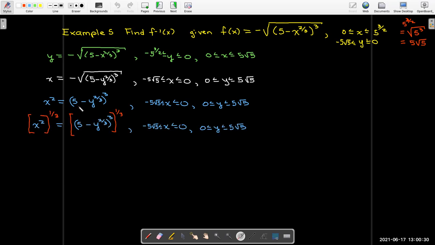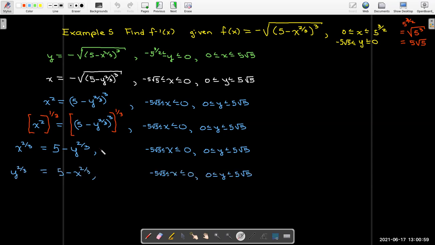So how do I undo the cube? Well, I take the cube root, and the cube root is the same as raising to the power of 1/3. So I raise both sides to the 1/3 power. So now I'll have x squared to the 1/3 power. You can multiply the exponents together to get x to the 2/3 power equals 5 minus y to the 2/3 power. So I'll get the y term by itself, which means I'll have to add y to the 2/3 to each side and then subtract x to the 2/3 power from each side.